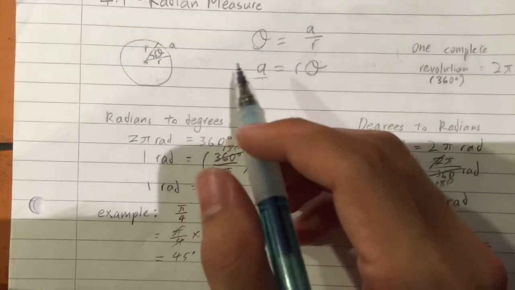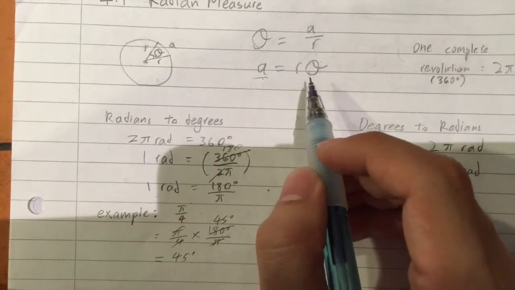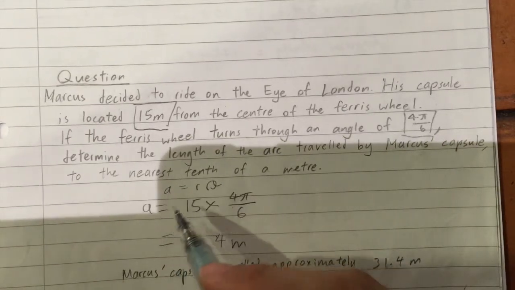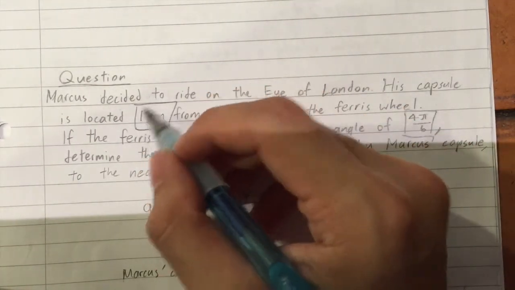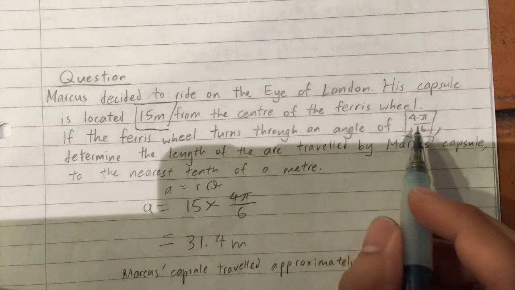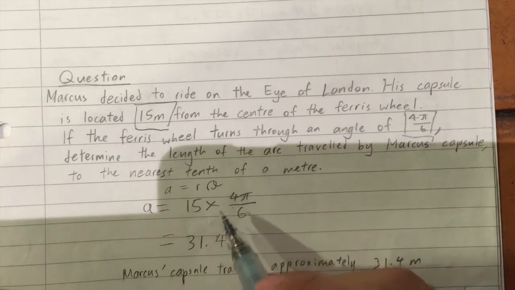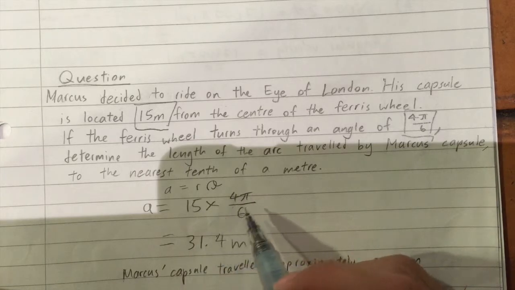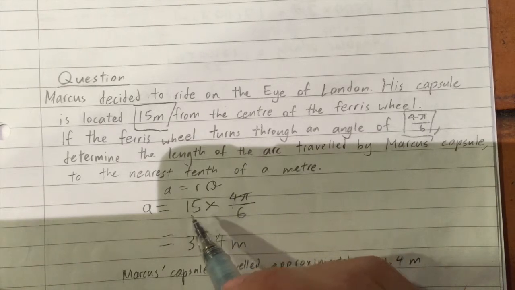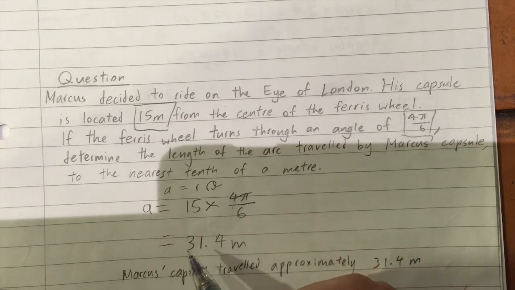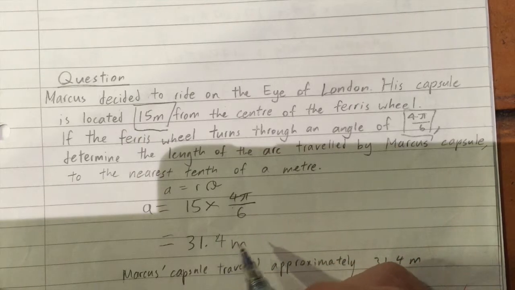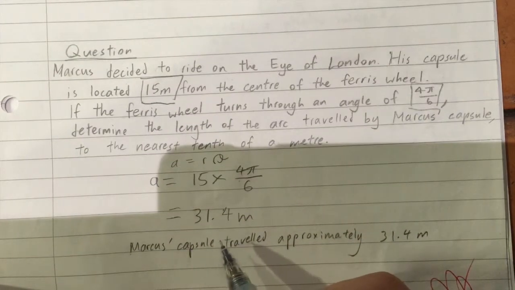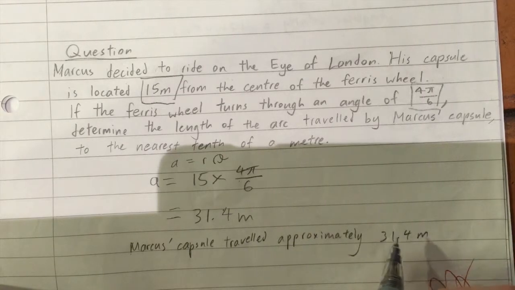Referring to the equation above, we know that r equals radius times theta. So, in this question, we know the radius is 15 meters and theta is 4 pi over 6. So after inserting the value, we get r equals 15 times 4 pi over 6. After multiplying it, we get a value of 31.4 meters. Therefore, Marcus's capsule traveled approximately 31.4 meters.